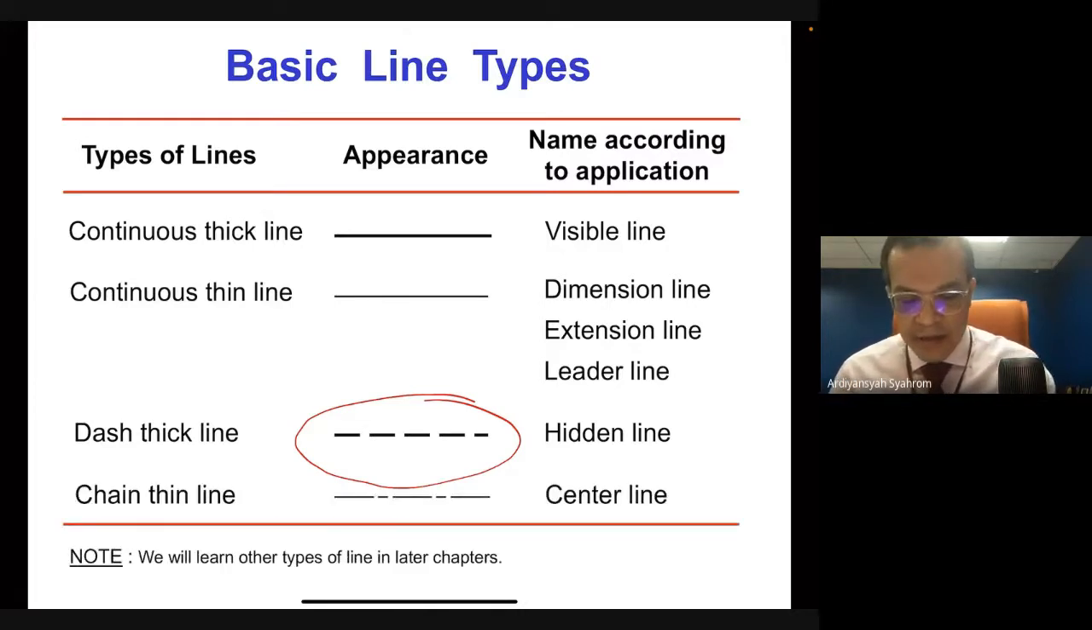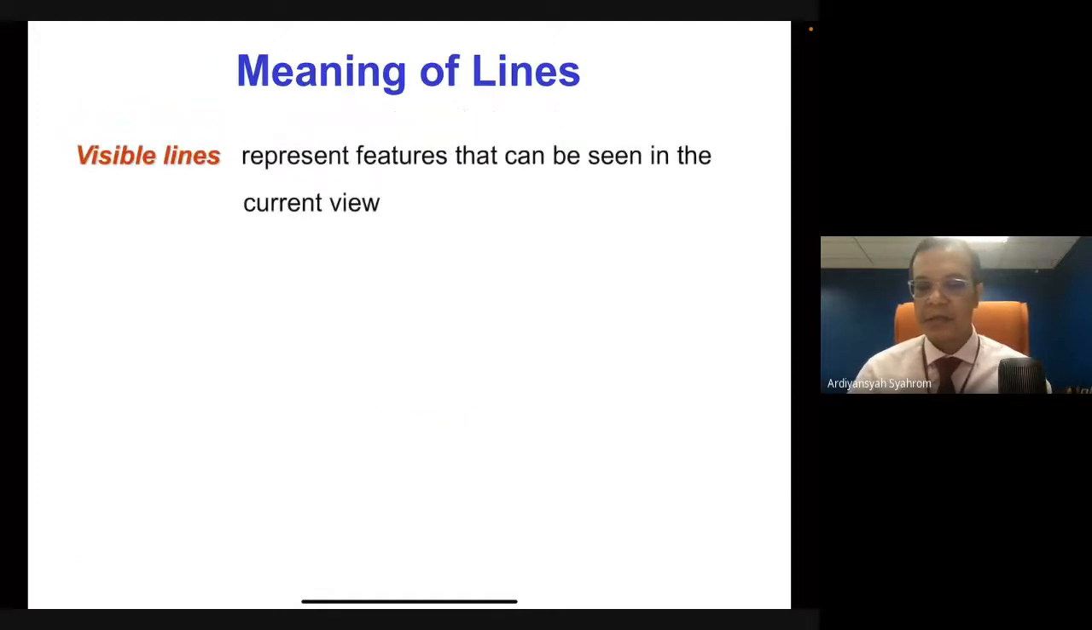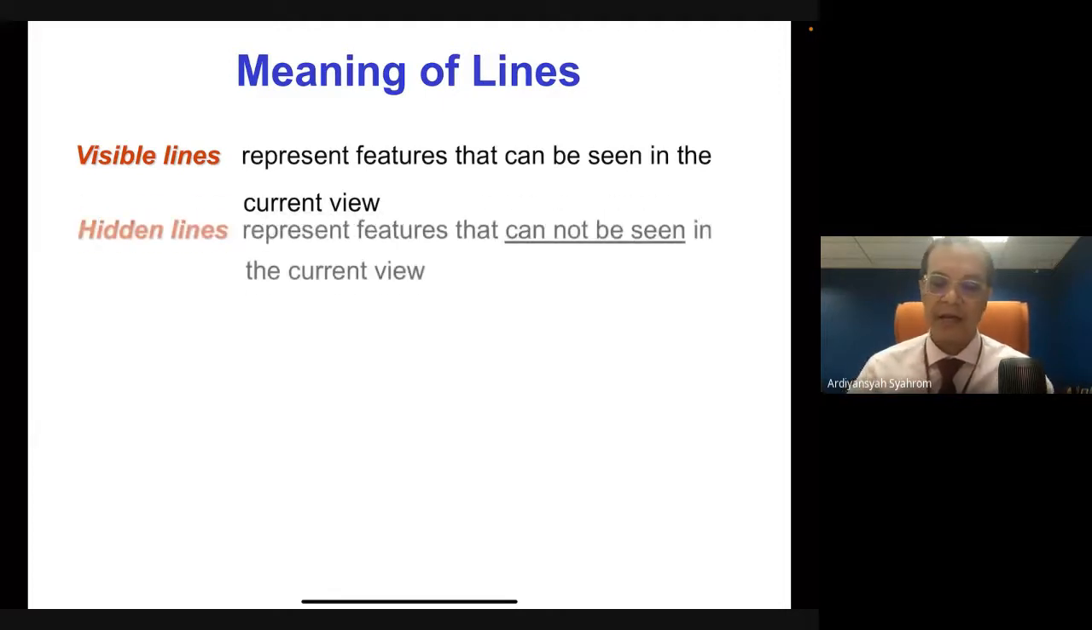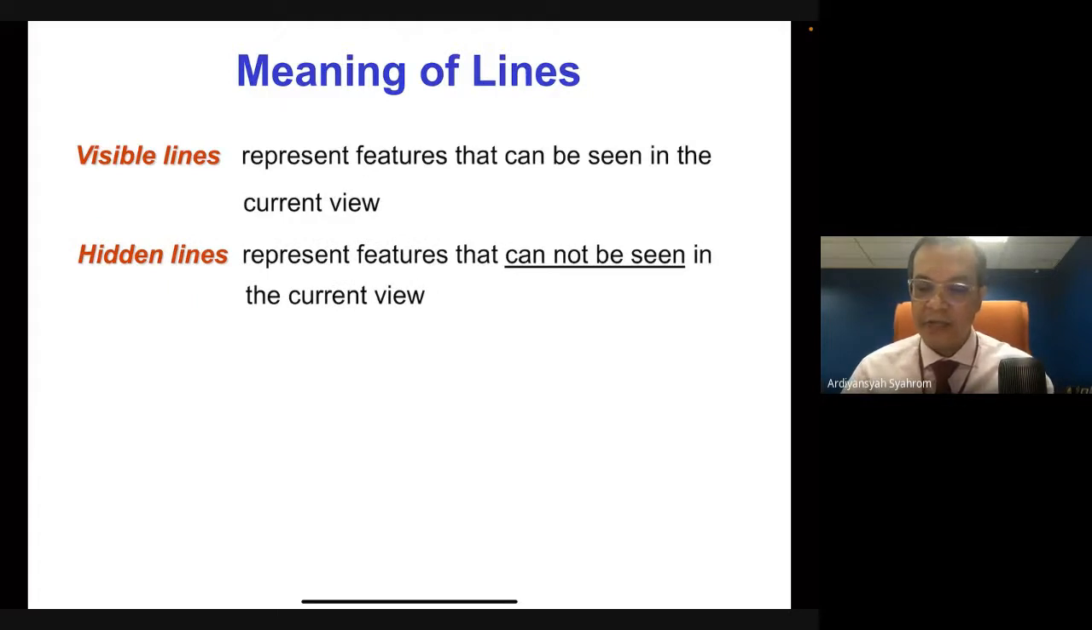Okay, chain thin line, that means center line. Note, we will learn other types of line in later chapters. Visible line represents features that can be seen in the current view. Hidden line represents features that cannot be seen in the current view.